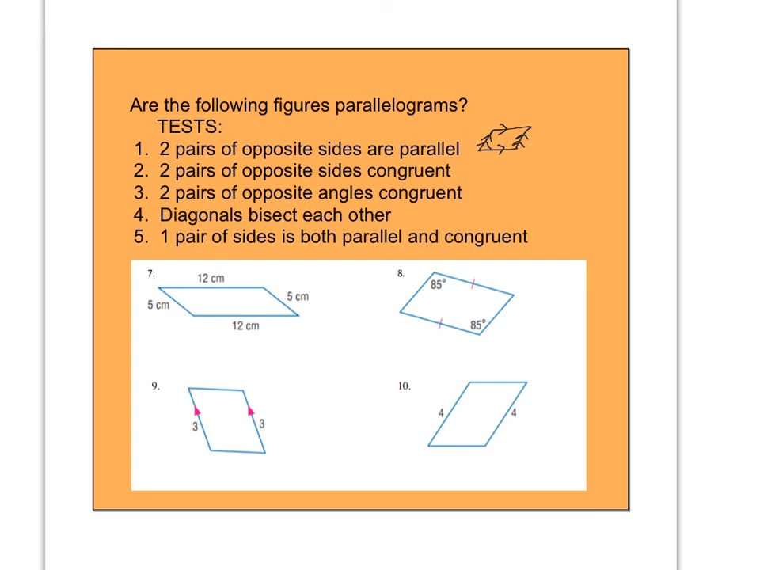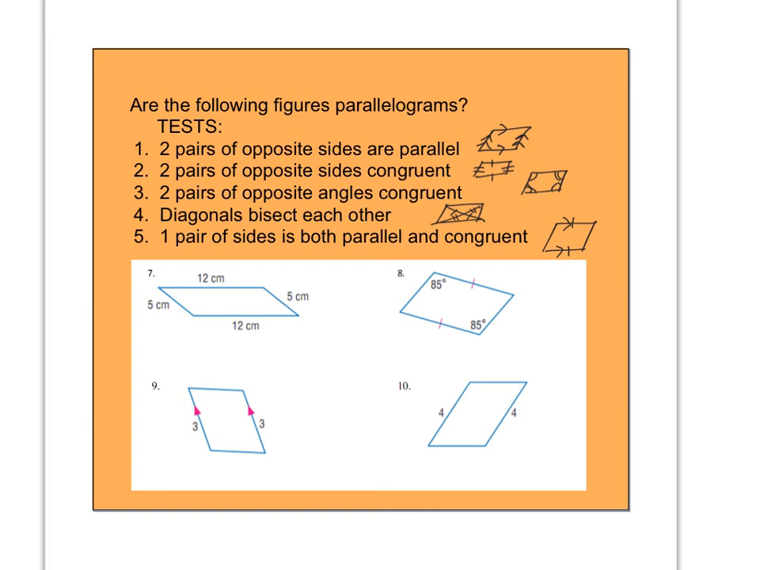Number 2 is opposite sides are congruent. So number 2 is you might have something where these are equal and these are equal. That is enough to say that it's a parallelogram. Number 3 is you might have something where opposite angles are the same size. That's enough to say it's a parallelogram. Number 4 is you might have diagonals that bisect each other. So cut each other in half. And then the last one is you might have one pair of sides that is parallel and congruent on the same pair of sides.